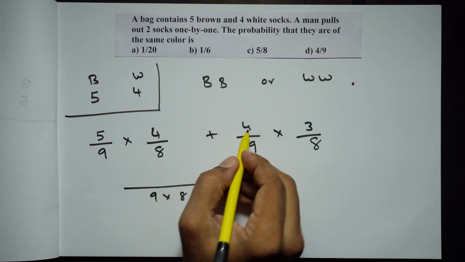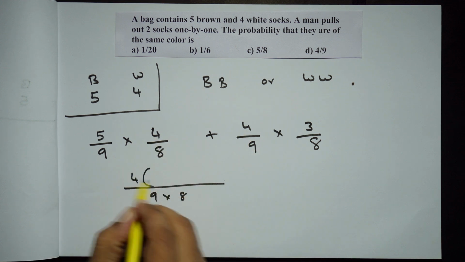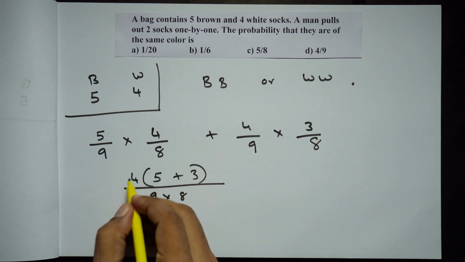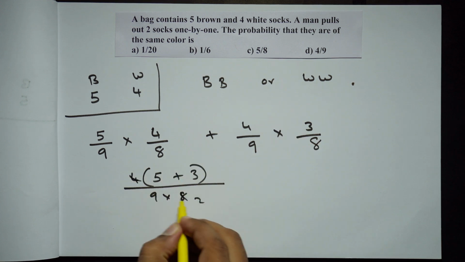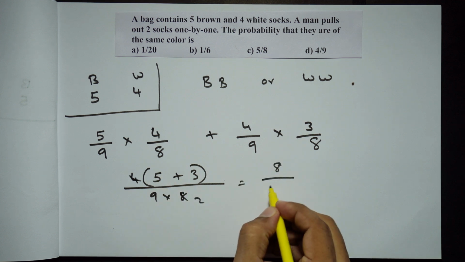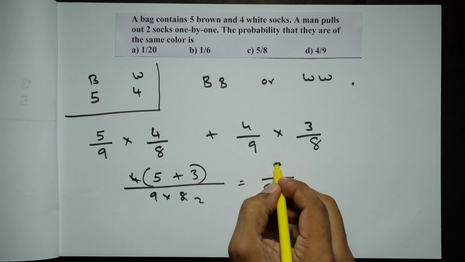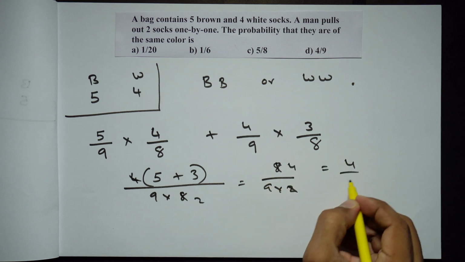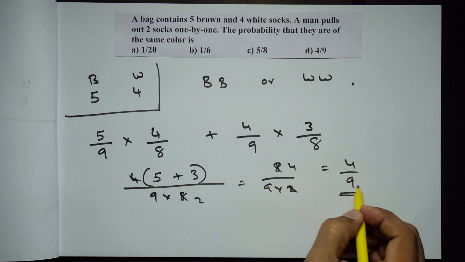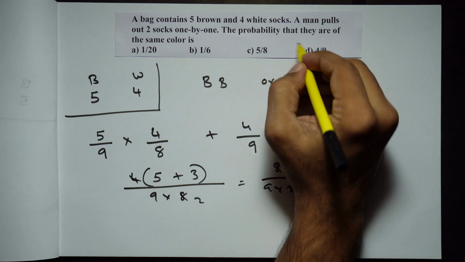Now here from the numerator I'll take out 4 common outside. So inside you have remaining 5 plus this 3. 4 I'll cancel 2 times with 8. So 5 plus 3 is 8. 8 by 9 into 2. 2 will cancel 4 times, so that will be 4 by 9. That is the probability that they are both of the same color. That is 4 by 9, option D.